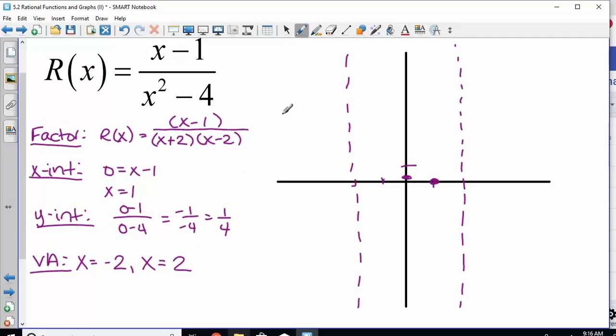Horizontal or oblique? What's the degree of the top? 1. Bottom? So the top is smaller, that means? Y equals 0. Now, this may seem a little odd. We have a horizontal asymptote and I also have a point on that line. It is okay. These horizontal asymptotes mean at the ends you're just approaching it, but it is possible that you might cross it in the middle. So that's not a big deal.